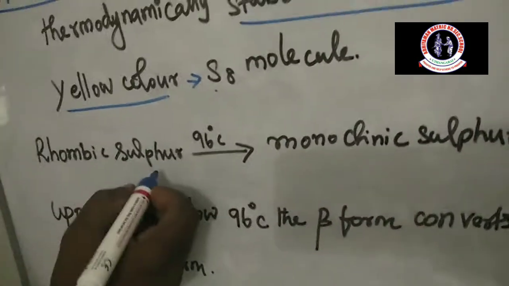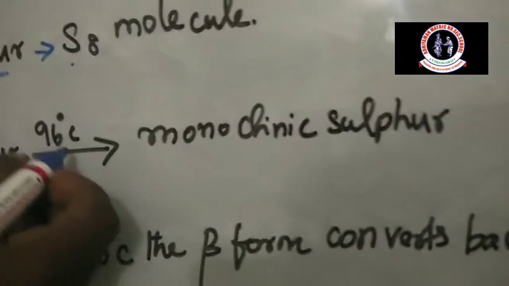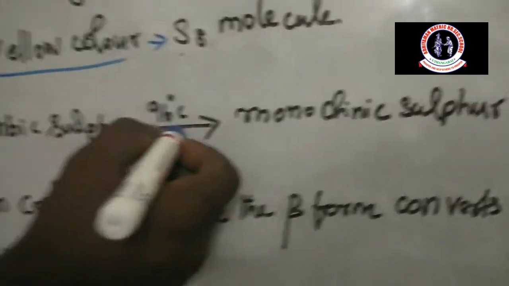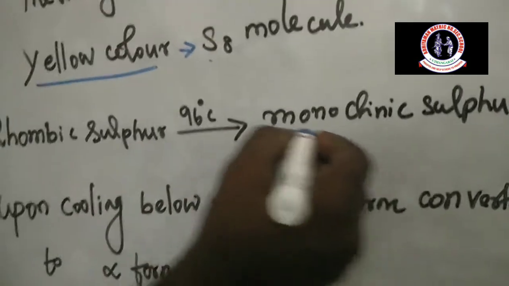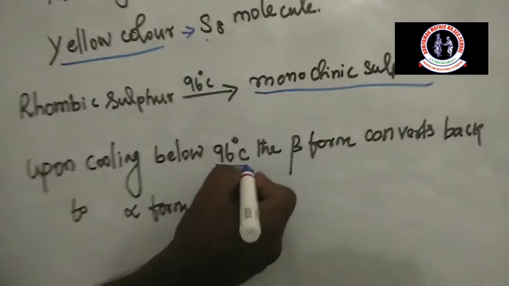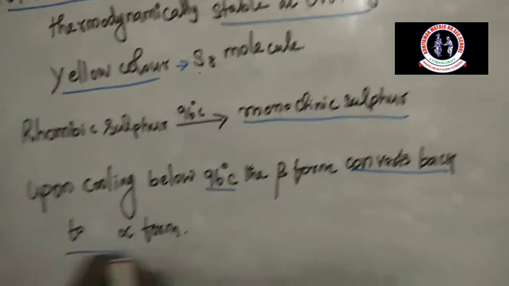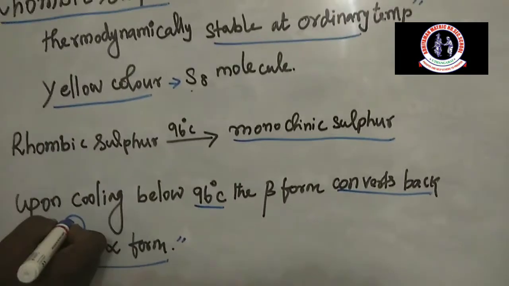The rhombic sulfur can be converted at 96 degrees Celsius. At 96 degrees Celsius, it is interconvertible to monoclinic sulfur, and upon cooling below 96 degrees Celsius, the beta form converts back to the alpha form. It is an important one, a question can be asked.